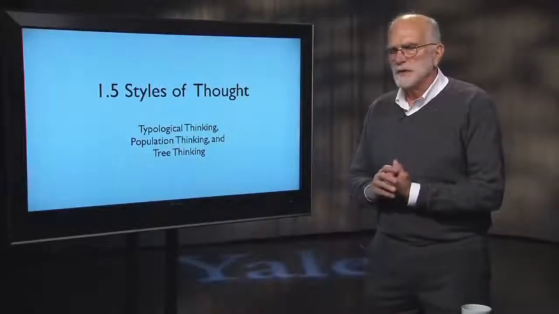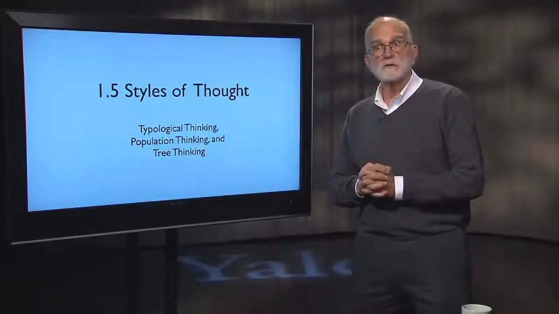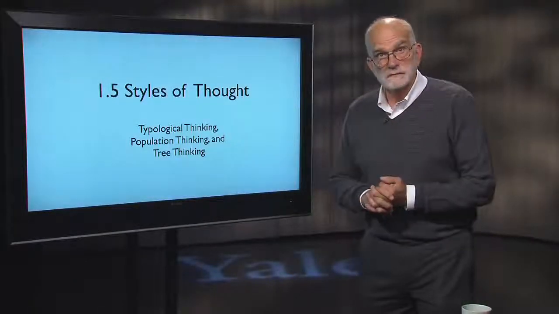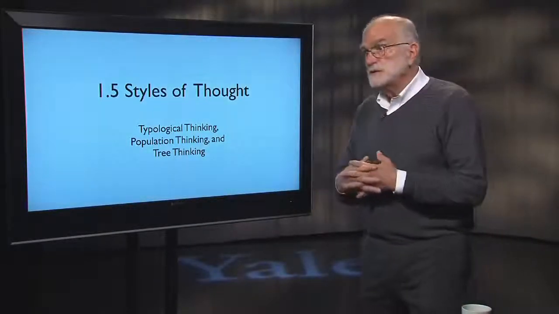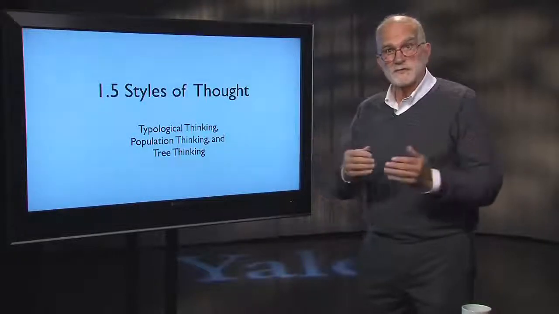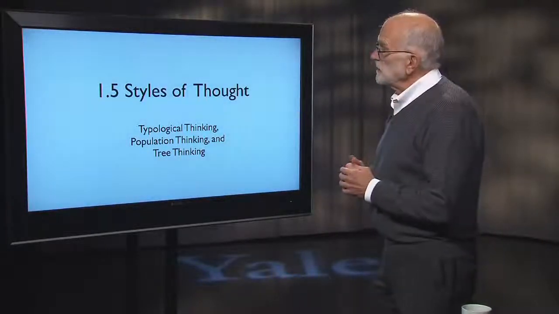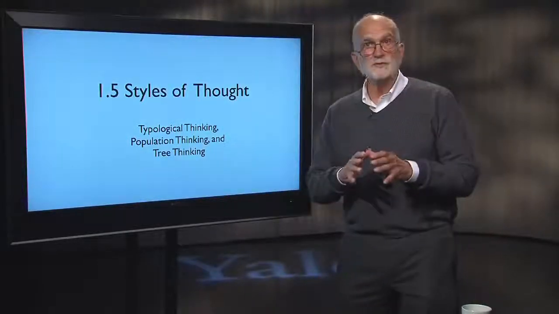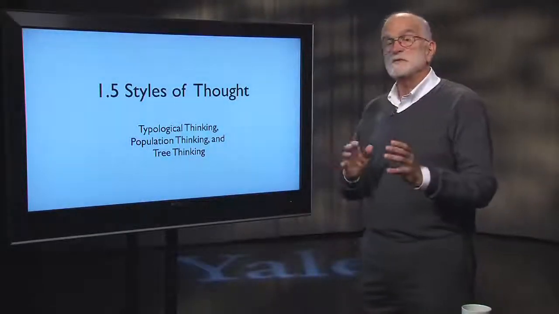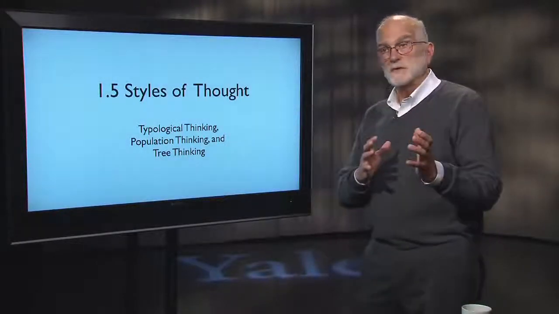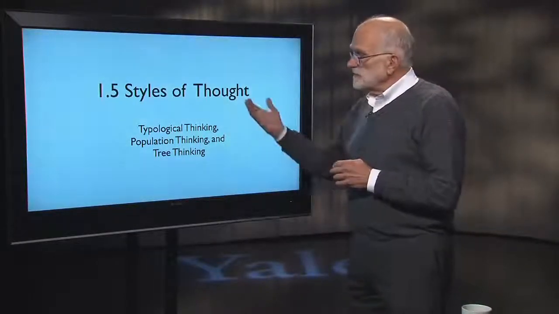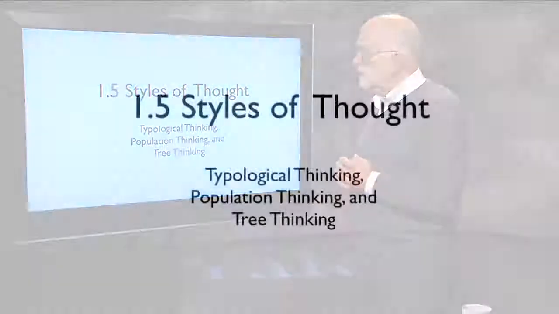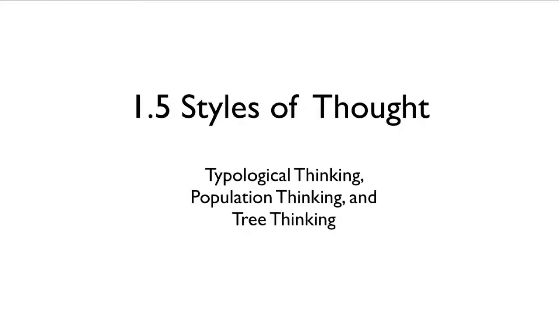One of the issues that arises when people first encounter evolutionary biology is that of the style of thought. There are actually some substantial differences in the way that people think about things, and those are often implicit. The purpose of this lecture is to make that issue explicit so that you can recognize it when you encounter it and understand what's going on. The three different styles of thought that I want to discuss today are typological thinking, population thinking, and tree thinking.